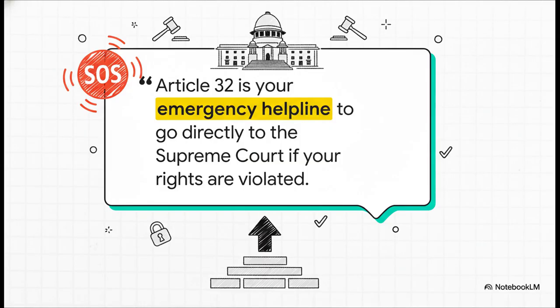This brings us to the real enforcement mechanism, Article 32. You should honestly think of this as your constitutional 911. It's the right that makes all the other rights real. If any of your fundamental rights are violated, Article 32 gives you the incredible power to go directly to the Supreme Court. You get to bypass all the lower courts and go straight to the top. That's how important these rights are.